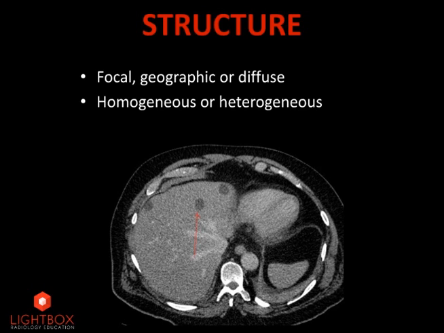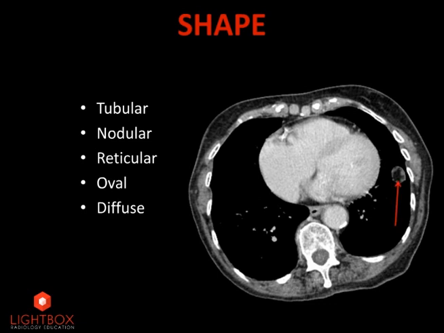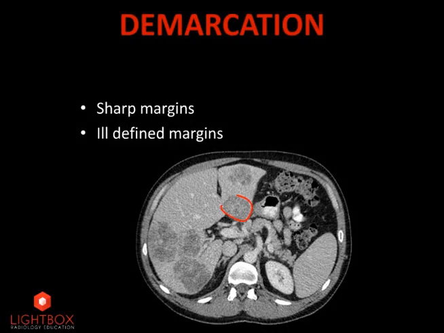The structure of an abnormality may be focal, geographic, or diffuse. Structural changes of pathology can be described as homogeneous, meaning uniform structural abnormality, while heterogeneous means non-uniform or mixed structural abnormality. Changes in shape can be described as tubular, nodular, reticular, oval, or diffuse. The margins of an abnormality may be well-defined or ill-defined.